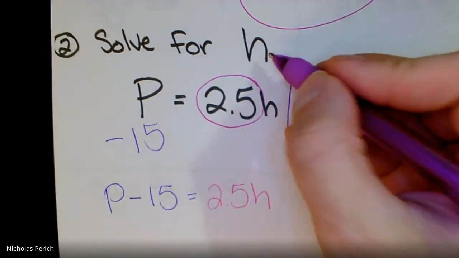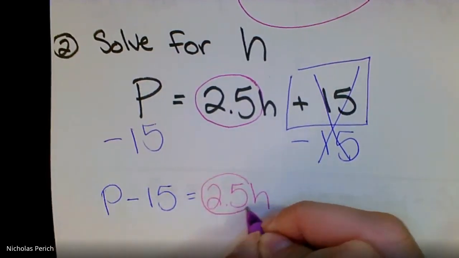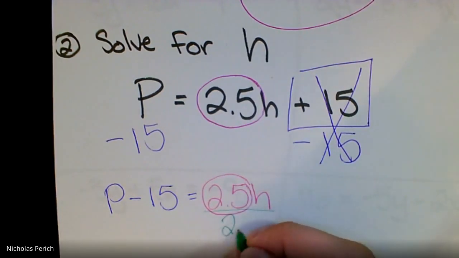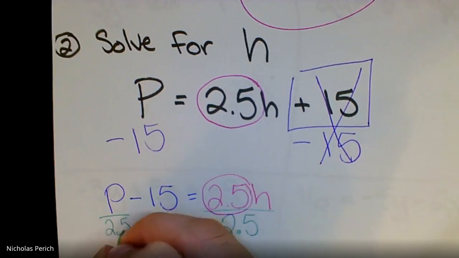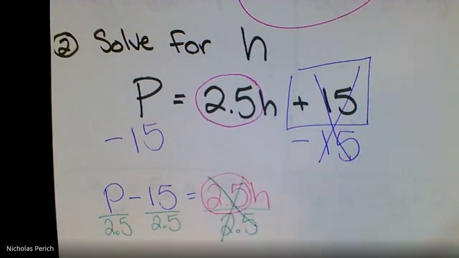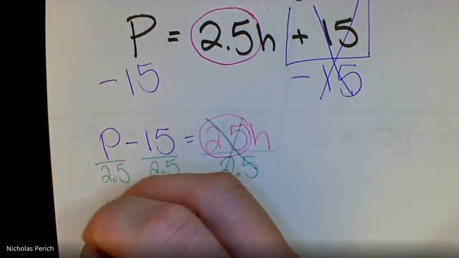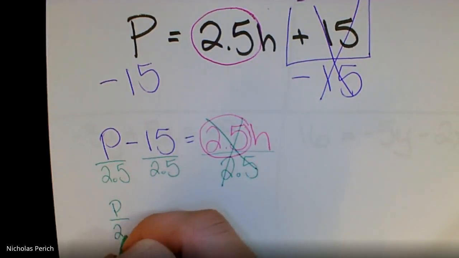2.5H. Is H all by itself yet? No. 2.5 is still attached. How do I get rid of something that's attached to H? The opposite, divide. And remember, when you divide from both sides, you divide everything from both sides. Everything! Cross you out. Do the P over 2.5 combine? No, because one's a variable and one's not.